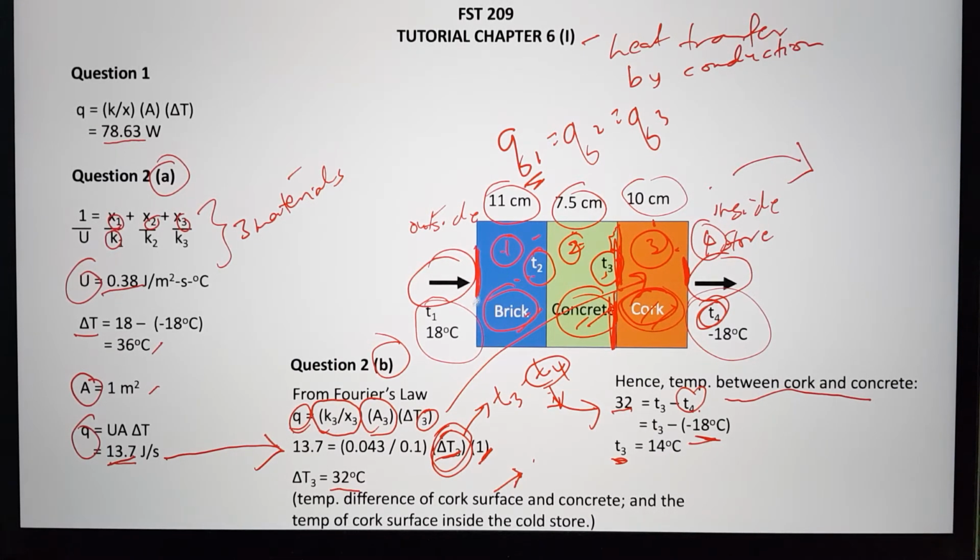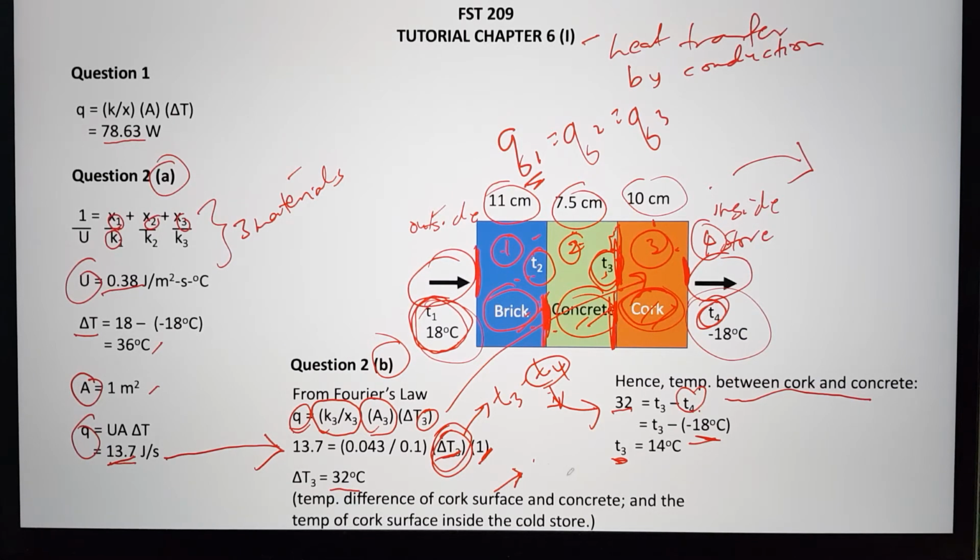The same thing goes if the question asks you to calculate the temperature at the surface between brick and concrete. But you are going to take your reference temperature from T1, 18 degrees Celsius. Do not use T3, because T3 is unknown, and T2 is unknown as well. So to calculate the surface temperature between brick and concrete, you will use the reference temperature of T1.